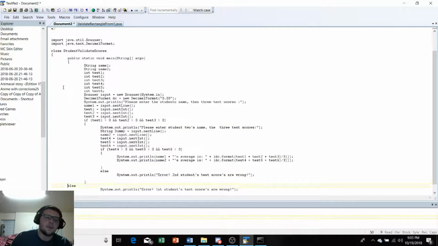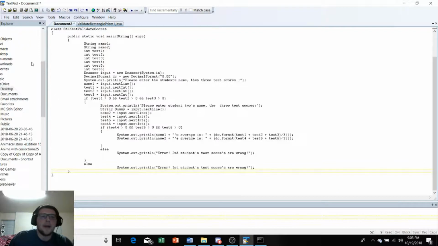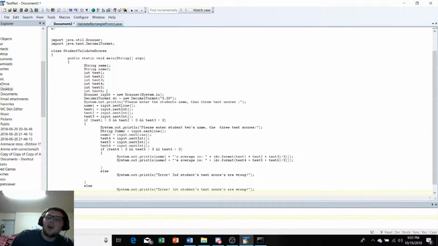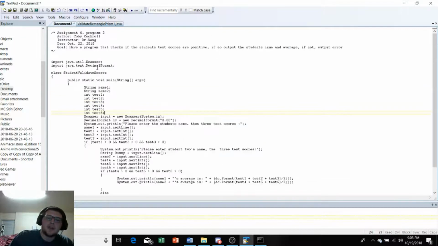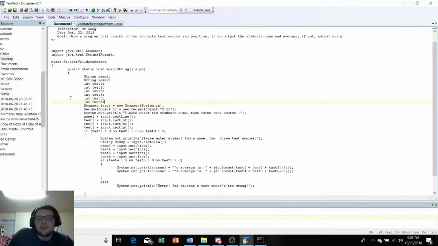I think I skipped one. Okay. We have our 6 test scores right here. We have our 2 names. Names are declared as strings, and we're going to have integer test scores. If I was going to do real test scores, I'd put double. But for this case, it just said that the test scores will be integer, so I say integer.